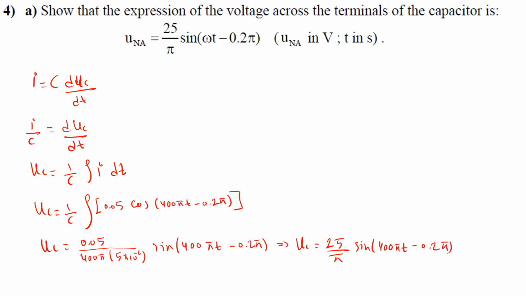بس لتكون نفس الفورم هنقول إنه ال 400 pi اللي هي نفسها الأوميجا، 5 times 10 power negative 6 اللي هي نفسها C اللي هي 5 microfarads. Okay. I think everything else is clear.